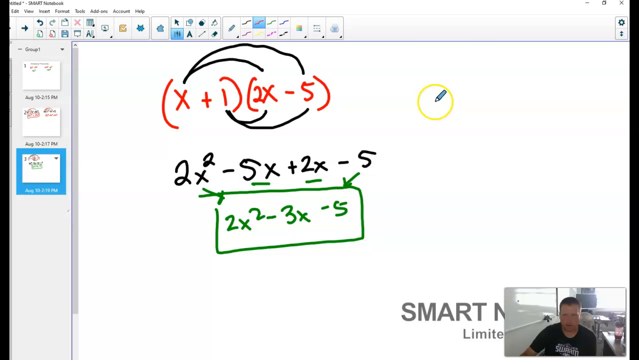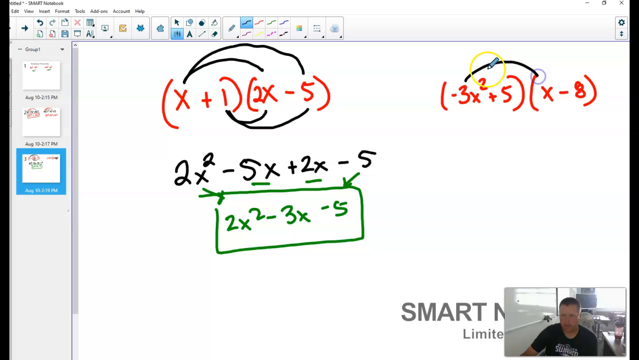Okay, let me give you another one here. Let's say we had negative 3x squared plus 5, and then x minus 8. Again, I'm going to double distribute this. I'm going to distribute my negative 3x squared first. Negative 3x squared times x gives me negative 3x to the third. And then negative 3x squared times negative 8 gives me positive 24x squared, because negative 3 times negative 8 gives me positive 24.